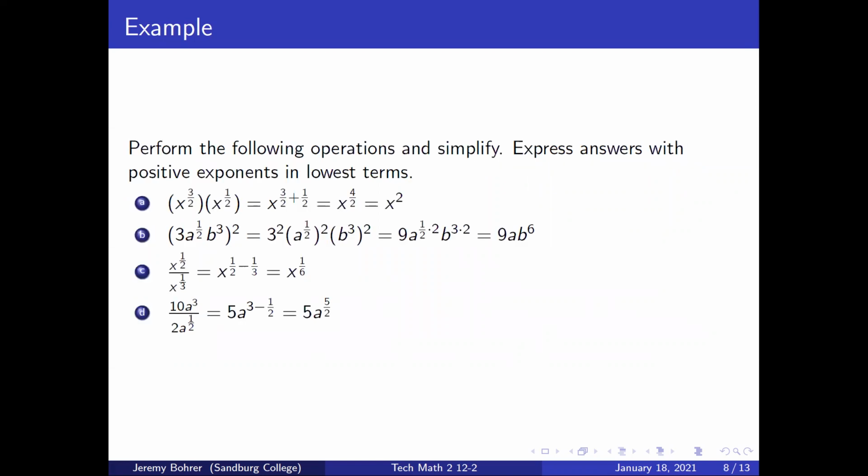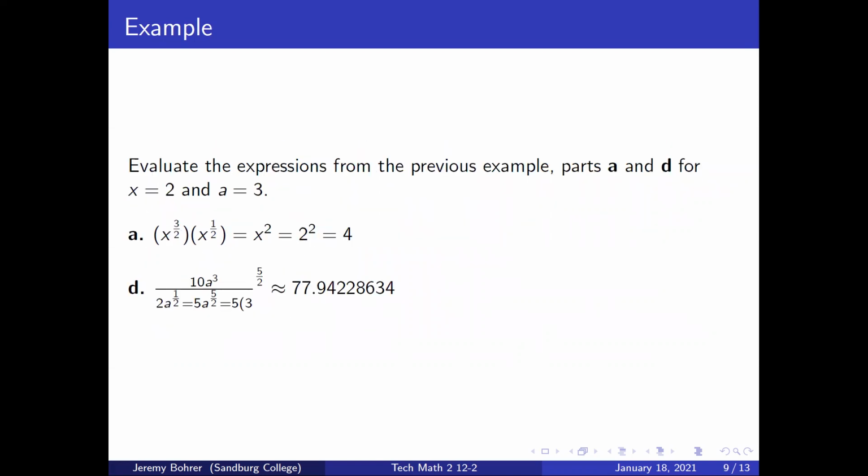We determined back here that this whole thing is equal to 5a to the 5/2. So 5a to the 5/2 is 5 times 3 to the 5/2, which is about 77.94228634.